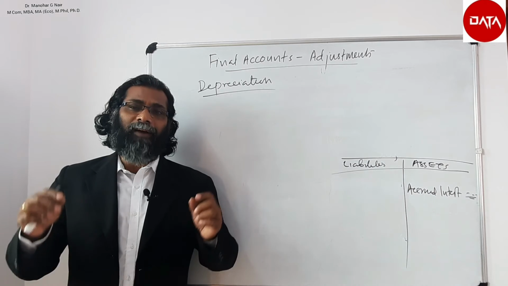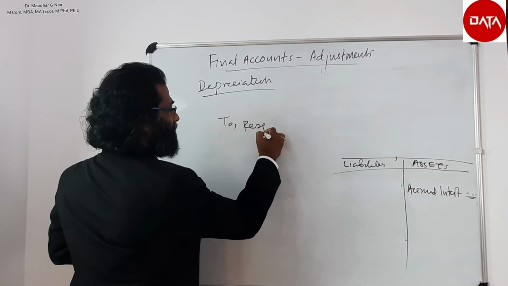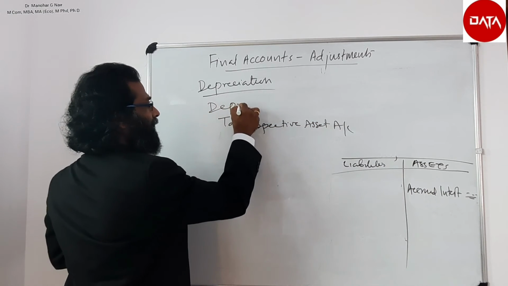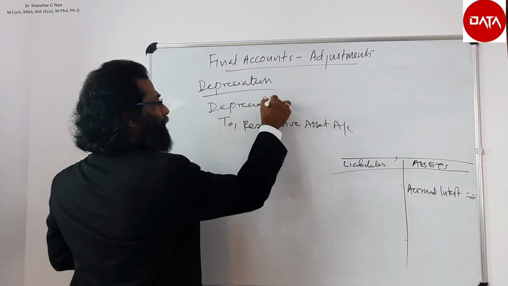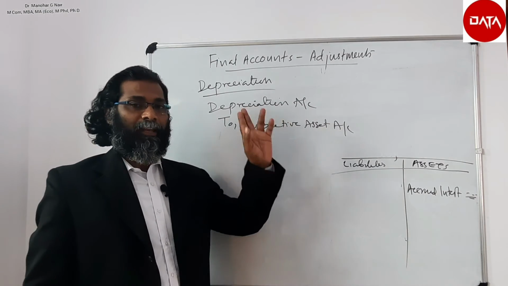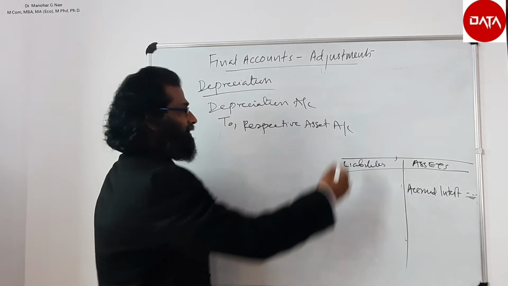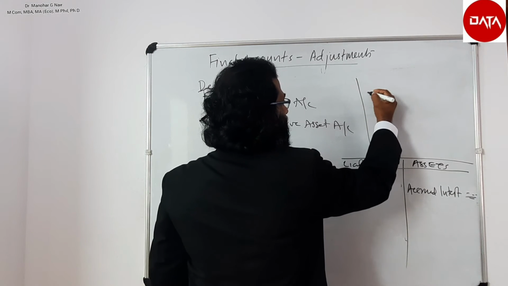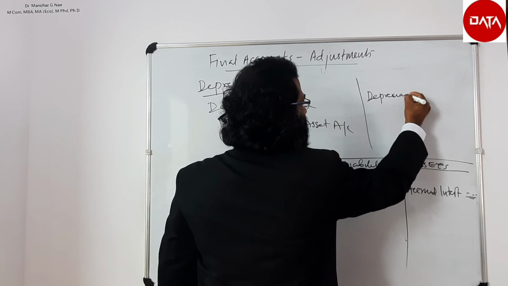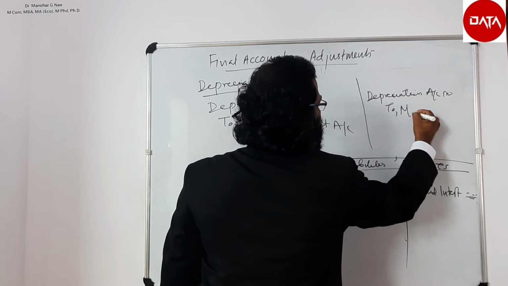So to reduce the value of asset, the respective asset account must be credited, and we have to debit depreciation. And depreciation is a loss to the business. So the depreciation account has to be debited and the respective asset account has to be credited. For example, machinery. Depreciation on machinery. So depreciation account debtor to machinery account.